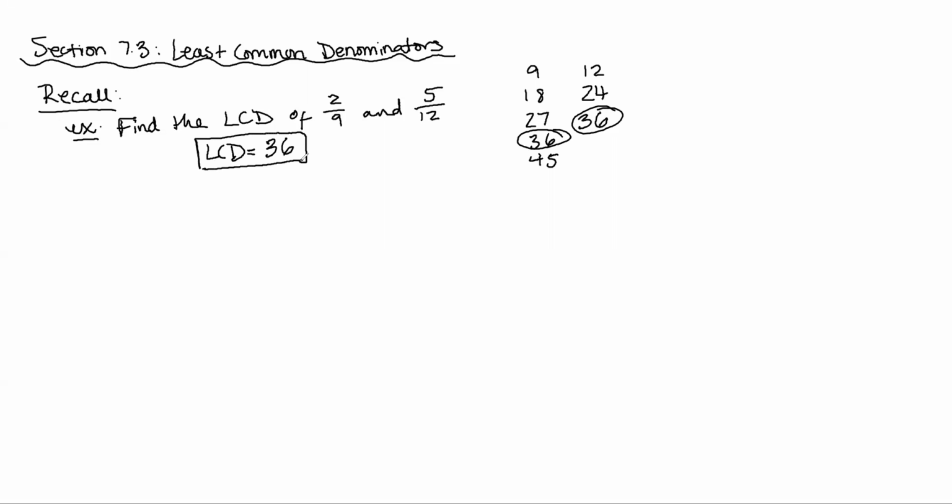Now, some behind the scenes work that we could do to find the LCD, but we don't normally because it would make these ones a little bit more complicated, is factoring the numbers. So what I mean by that is 9 is equal to 3 times 3. And 12, if I were to break this number up into its prime factors, I'll break it into 2 and 6, and 2 is prime, and so I'll break 6 into 2 times 3. So 12 is equal to 2 times 2 times 3.